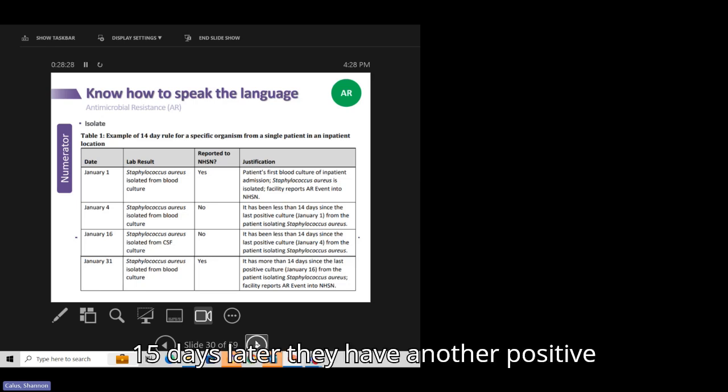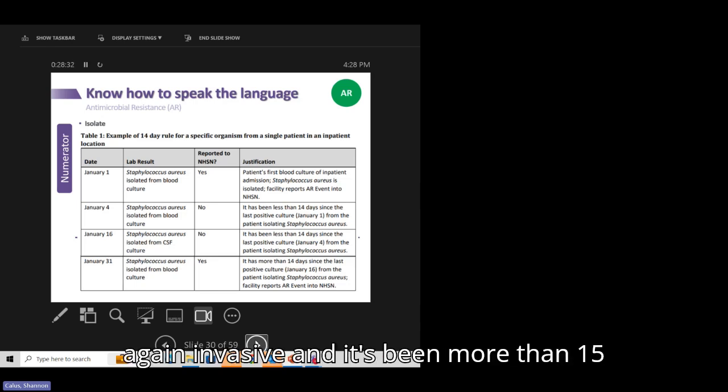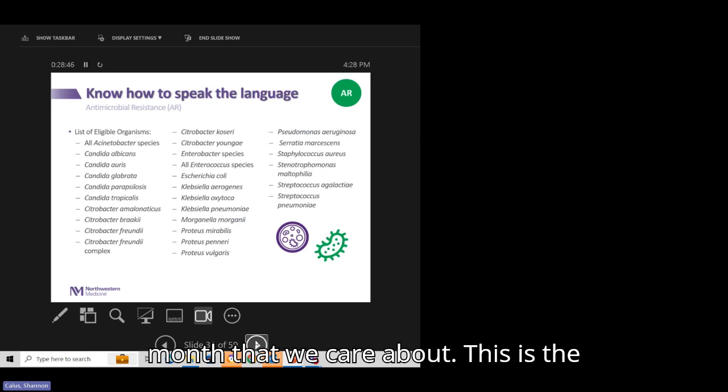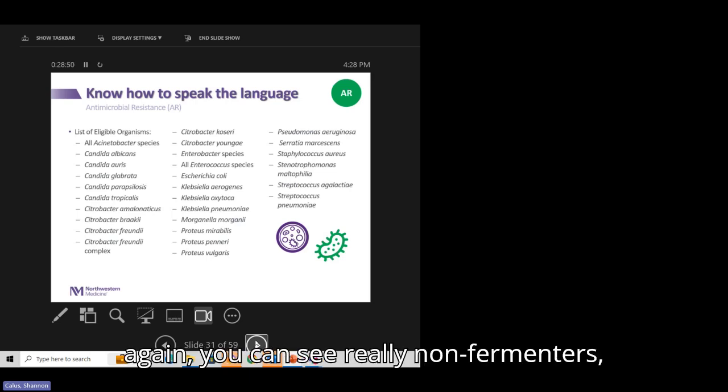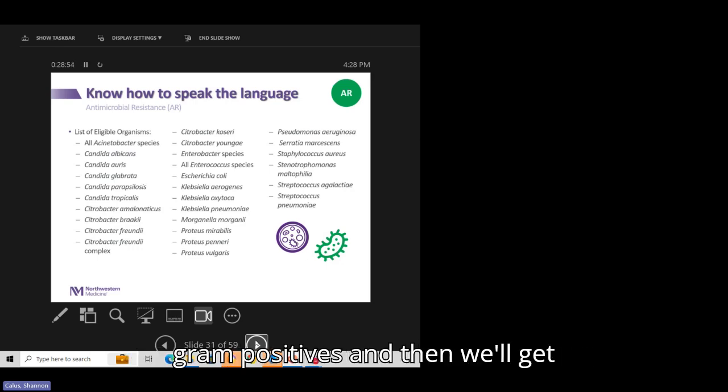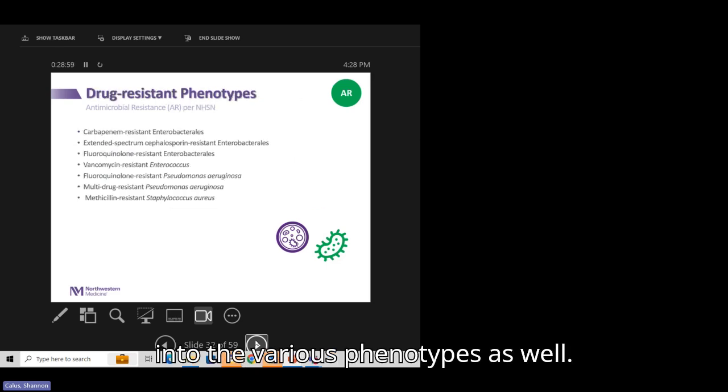However, then 15 days later, they have another positive blood culture with that Staph aureus. So again, invasive, and it's been more than 14 days since the last positive. So we would report that one. Does this make sense? Again, versus non-invasive, it's really the calendar month that we care about. This is the full list of eligible organisms. So again, you can see really non-fermenters, Candida, Enterobacterales, some of our gram-positives. And then we'll get into the various phenotypes as well.